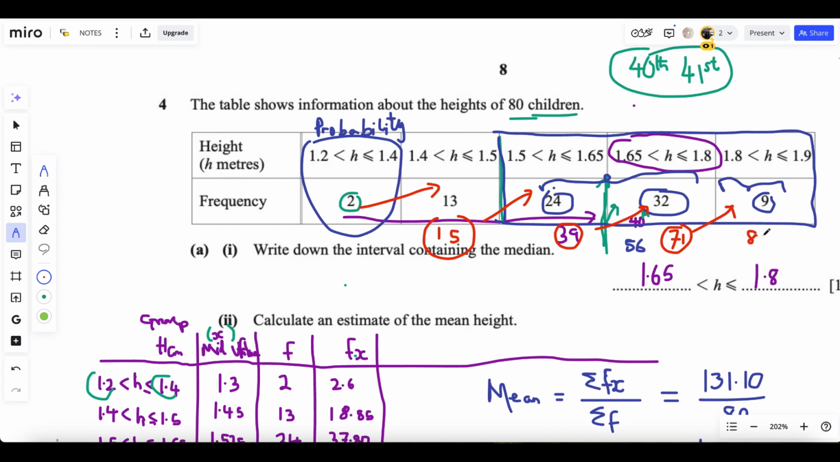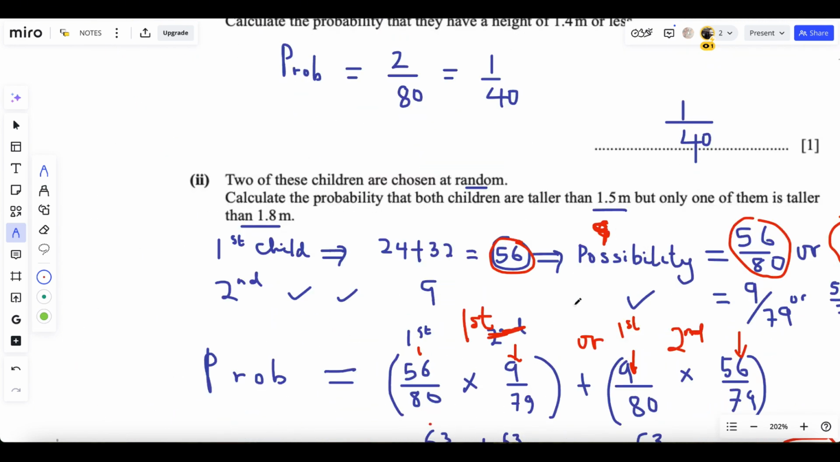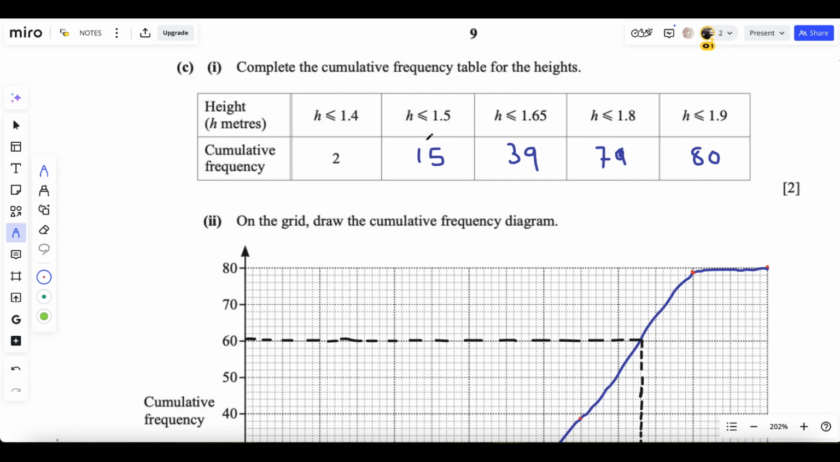So we give you 80. These numbers, you come and write them down: 15, 39, 79, and 80. So this is what we have here. You get 2 marks for being able to compute this number, for being able to compute the cumulative frequency. Is that okay?